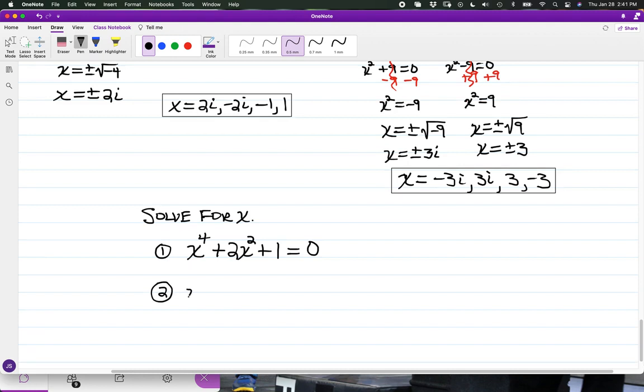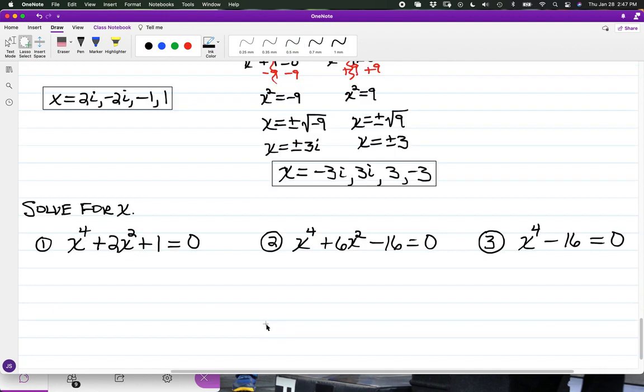Then I'll say I have for the next, and we'll have irrational roots in the mix. We'll say we have x to the fourth plus 6x squared minus 16 is equal to 0. And let's say if we have also for fourth degree in x, we'll say we have x to the fourth minus 16 is equal to 0. Okay, tell you what, if we go ahead and look into these equations again, all of these are fourth order in x, so we might possibly have 4 solutions, but no guarantees.